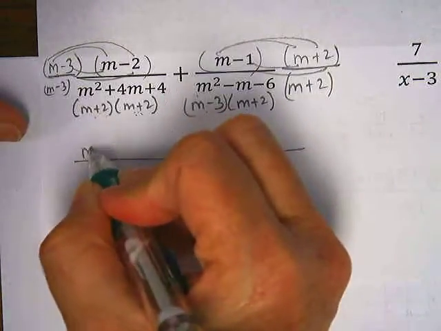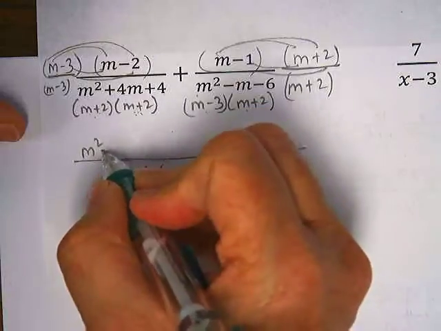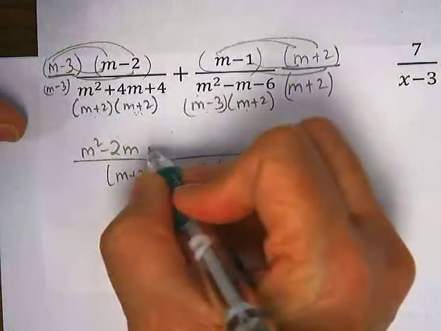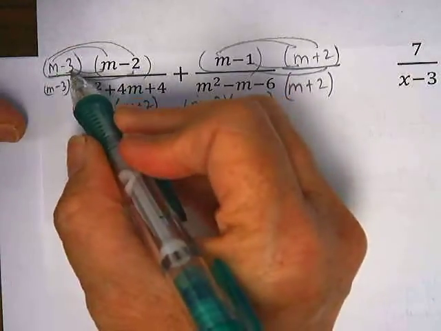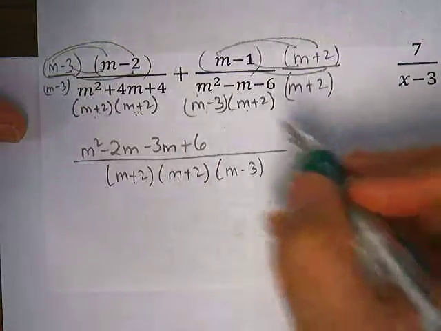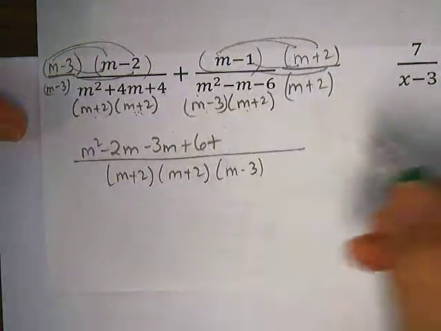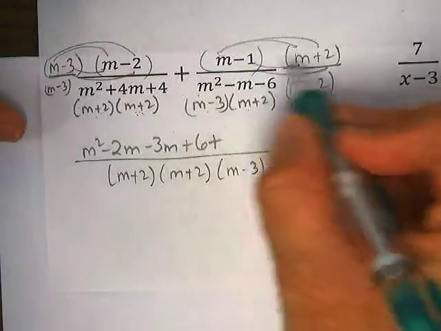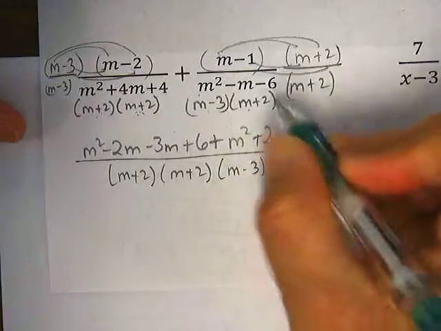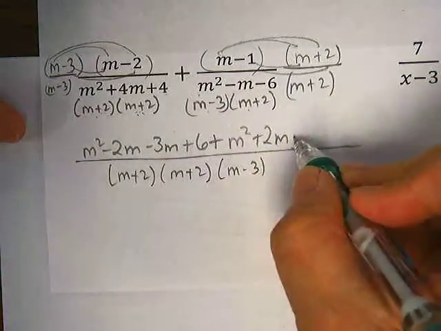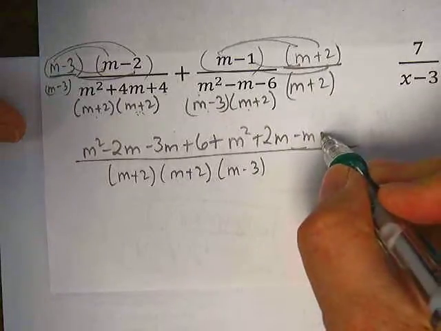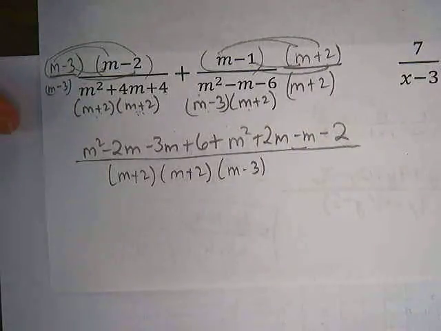So m times m is m squared. m times negative 2 is negative 2m. Negative 3 times m is a minus 3m, and minus 3 times minus 2 is a positive 6, plus m times m, m squared, m times 2 is 2m, minus 1 times m is minus m, and minus 1 times a positive 2 is a minus 2.